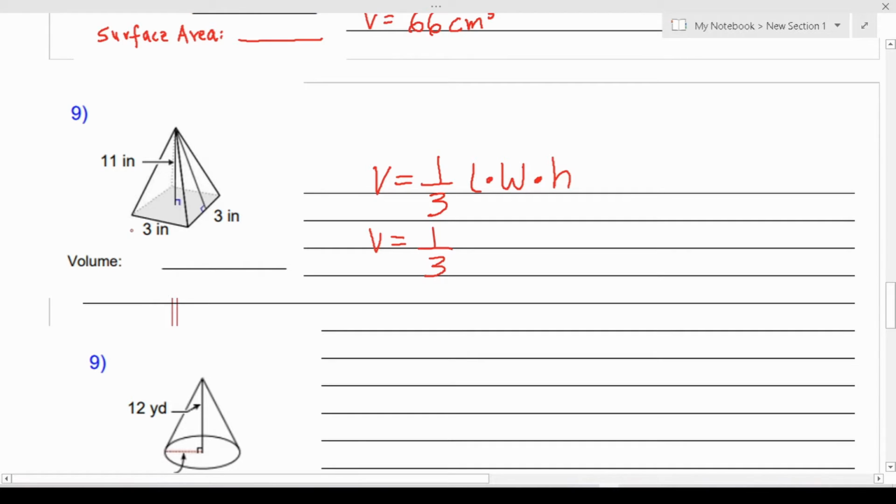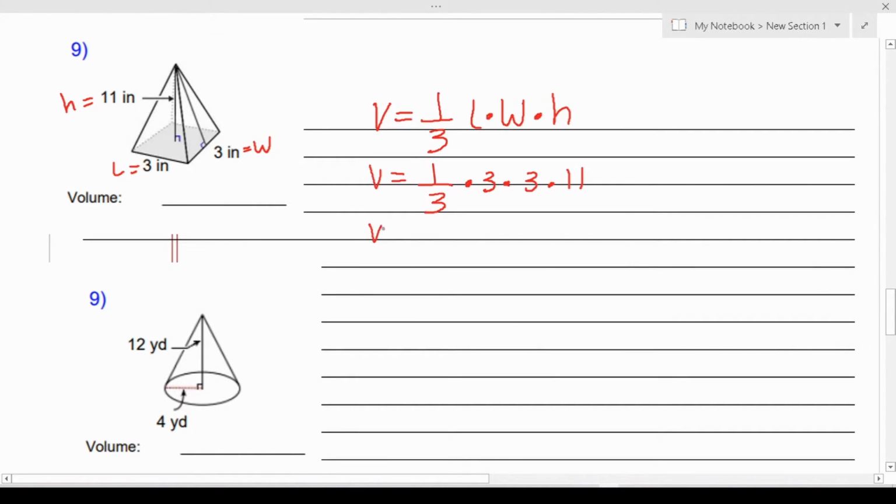As we can see, we can call this the length, and this one's going to be the width. So let's plug those in accordingly, and we can see our height is right here at 11. So this is going to be 1/3 times 3 times 3 times 11. Let's get rid of this fraction. 1/3 times 3 is just 1. So in other words, those just cancel out, leaving us with 3 times 11, which is, my pen acted up there, 33 inches cubed. Okay, so that was that one.